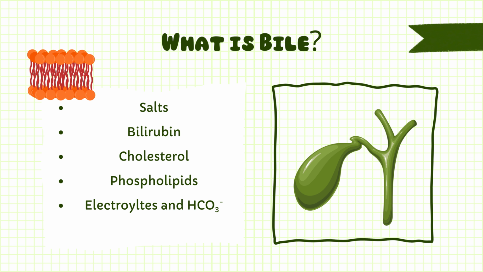And finally, electrolytes and bicarbonate, which help neutralize acid and maintain the pH of intestinal contents. It's important to remember, bile is not an enzyme. But without it, fat digestion would be inefficient and incomplete. Here's a simple mnemonic to remember the key components of bile. Some big cows produce fat emulsion. Salts, bilirubin, cholesterol, phospholipids, fat emulsion.